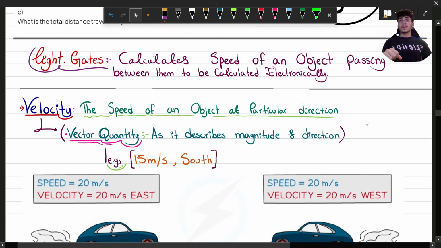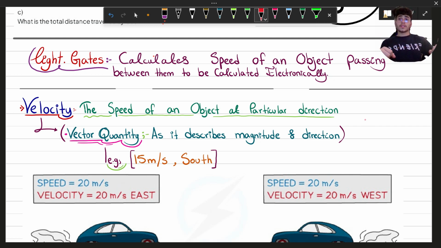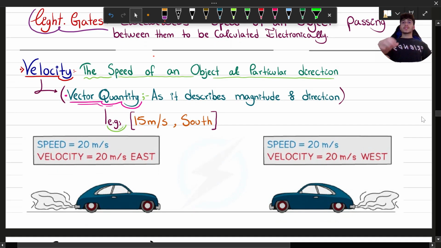Okay. Now that we've covered speed and its examples, distance time graphs, and how to solve distance time graphs, let's jump to velocity. Velocity is the speed of an object in a particular direction. So it's the speed, distance over time, but with a direction. Velocity is a vector quantity because it describes both magnitude and direction. It's the same thing as speed. Speed also describes magnitude, but speed does not describe direction. Velocity describes the direction.